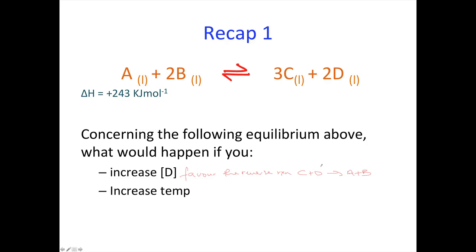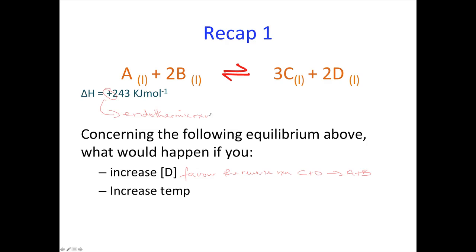Now, the next piece of the question here, if you increase temperature. Now, to answer that question, you need to know the delta H. Not so much the numerical value, but the sign. All right? So if you have delta H is positive, what does that mean? And it should be correctly said as it's an endothermic reaction.